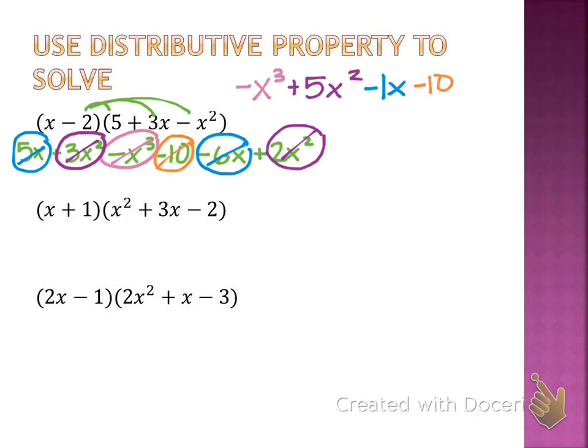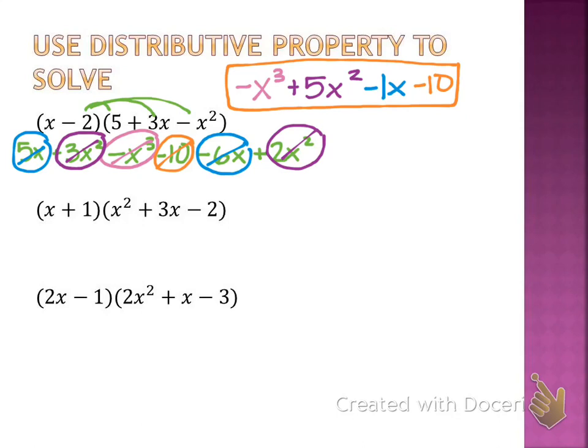Now, the reason why I started with my largest term, because look at my answer. Is my answer in standard form? Yes, it is, because I have x to the third, x squared, x, and then a number without a variable. So I don't even have to worry about rewriting it in standard form. Okay? That's exactly how you do distributive property. All right, so let's do the next one.